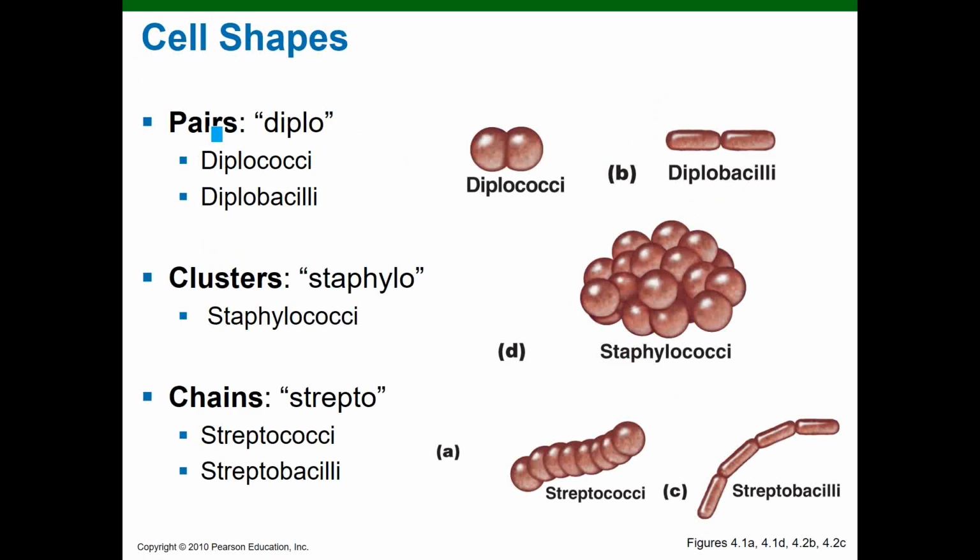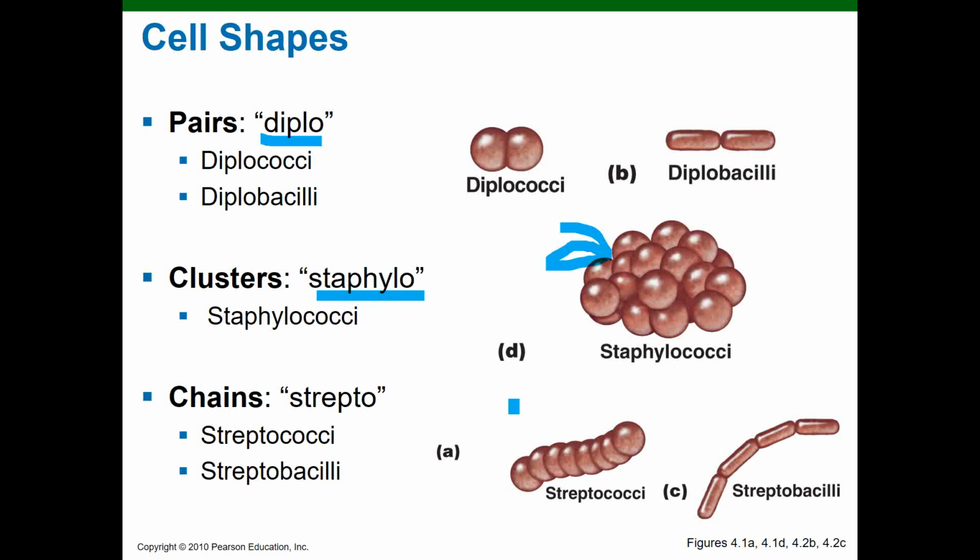Some other terms are used to describe the arrangement and shape of bacterial cells. If you find under a microscope that the cells tend to be found in pairs, you use the prefix diplo. So I can have pairs of spherical shaped bacteria, diplococci or diplococcus, or pairs of rod shaped bacteria, diplobacilli or diplobacillus. They can be found in clusters or groups, kind of like a bunch of grapes, right? This is a Staphylo arrangement, so Staphylococci or Staphylococcus.